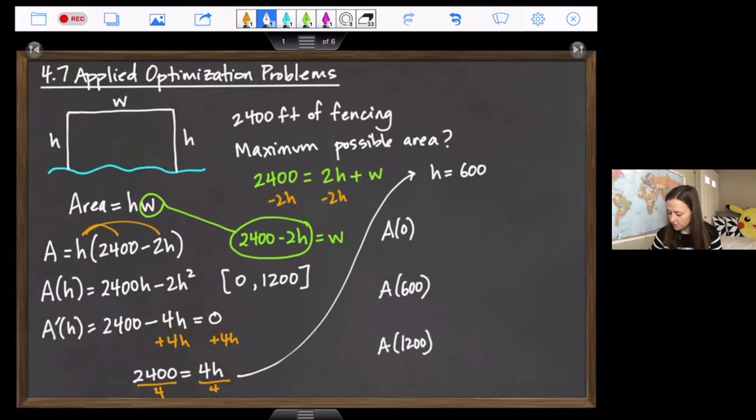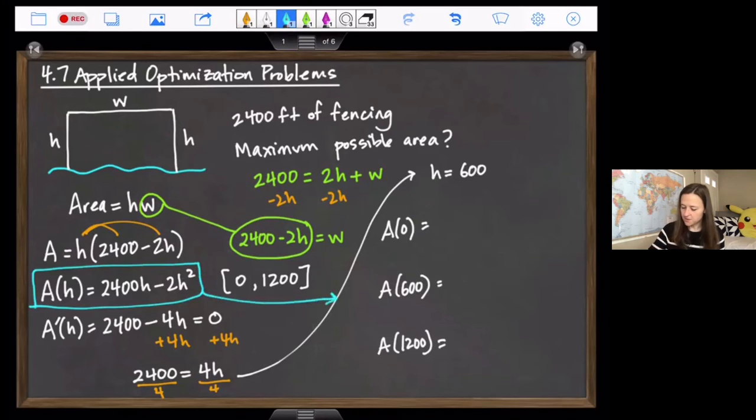And we're just going to make sure that we have found the absolute maximum possible area, that we haven't accidentally found the absolute minimum possible area, something like that. All right, so I'm going to go to my area function. Just as a reminder, that's over here in the blue box. And we're going to plug in those three numbers. All right, so I'm going to find A of 0, so 2,400 times 0 minus 2 times 0 squared. That's a bunch of 0.